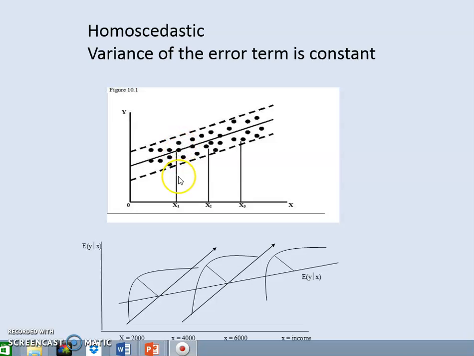So you look at the spread when x is x1, suppose x1 is 100, x2 is 200, x3 is 300, so the spread is still the same.